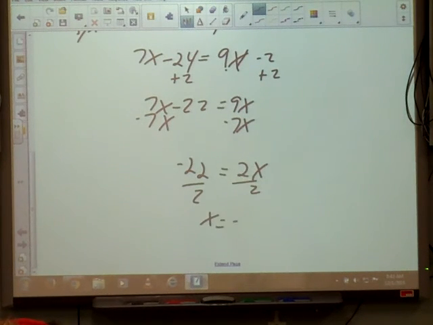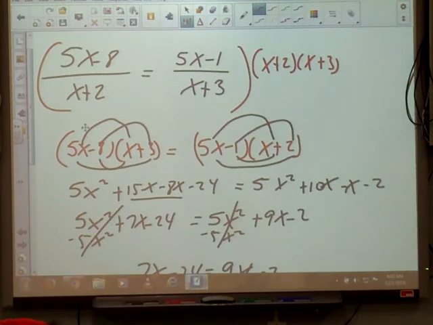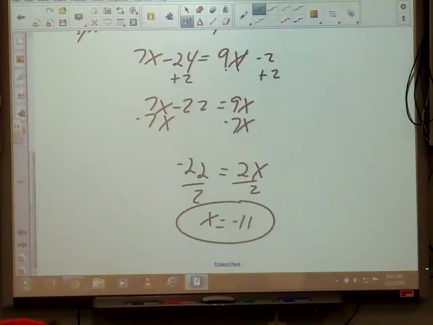Did you get negative 11? Yes. I don't remember seeing anything in the numerator up there. Let's go look. Oh yeah, that's good. As long as I didn't have a negative 2 or a negative 3, I was good. That's it.